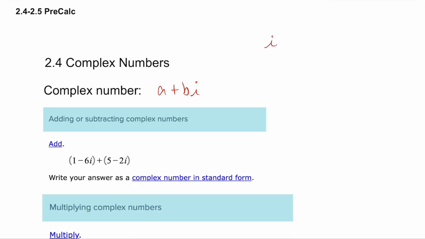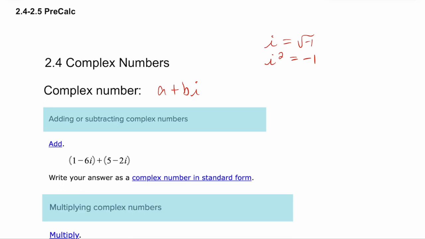Remember that i is the square root of -1. Mathematicians were finding that this square root of a negative was happening, and they needed a way to deal with it. So they came up with the rules for i. So i is the square root of -1. And what's interesting about i is if you square it, you get -1.